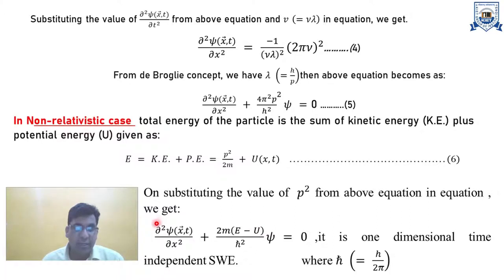So this should be crammed to memory, and it is very important from the numerical point of view: del square psi upon del x square plus 2m into E minus V psi upon h cross square equals 0. This is the one-dimensional time independent Schrodinger equation. Here h cross represents h upon 2 pi.